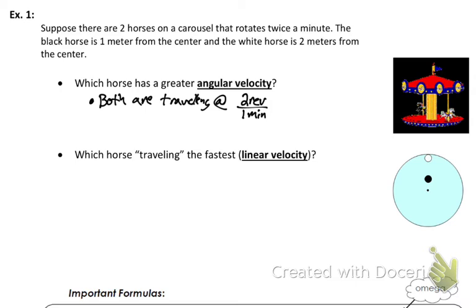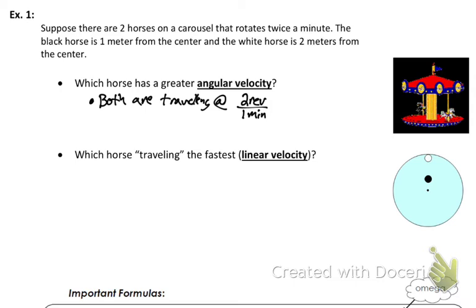Now, the difference is going to be how fast are they traveling using linear velocity? Which one's going faster in linear velocity? The black one or the white one? We're saying some white ones. I heard some black ones, white ones. Let's figure it out. Let's think this through.